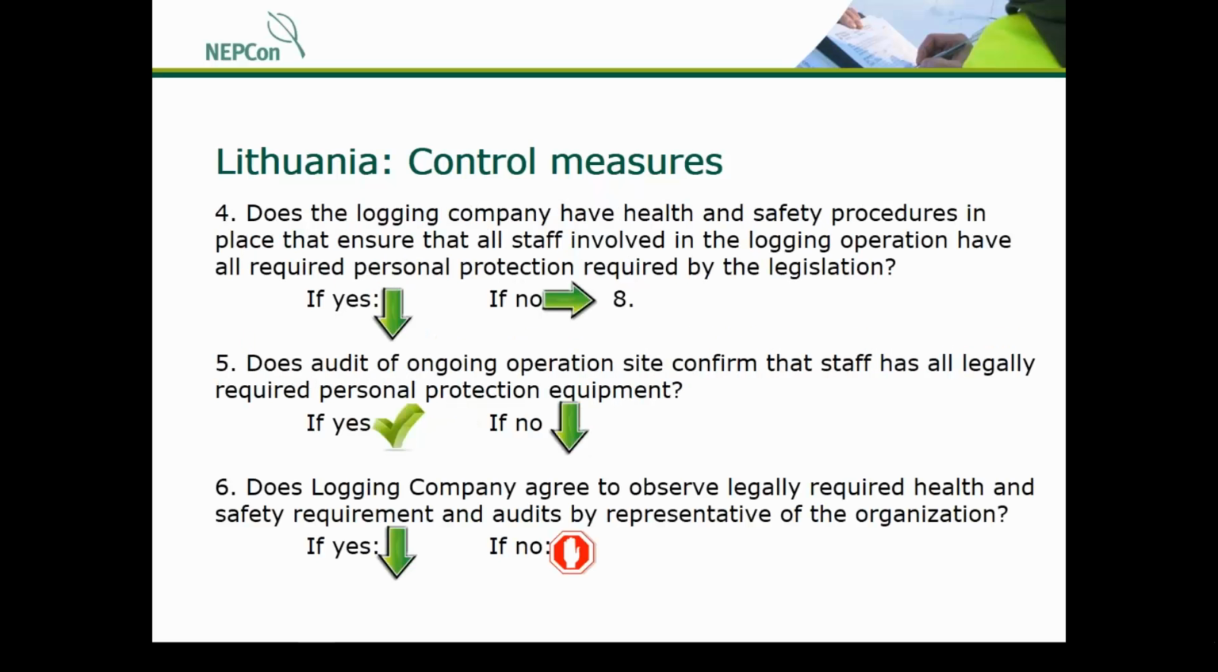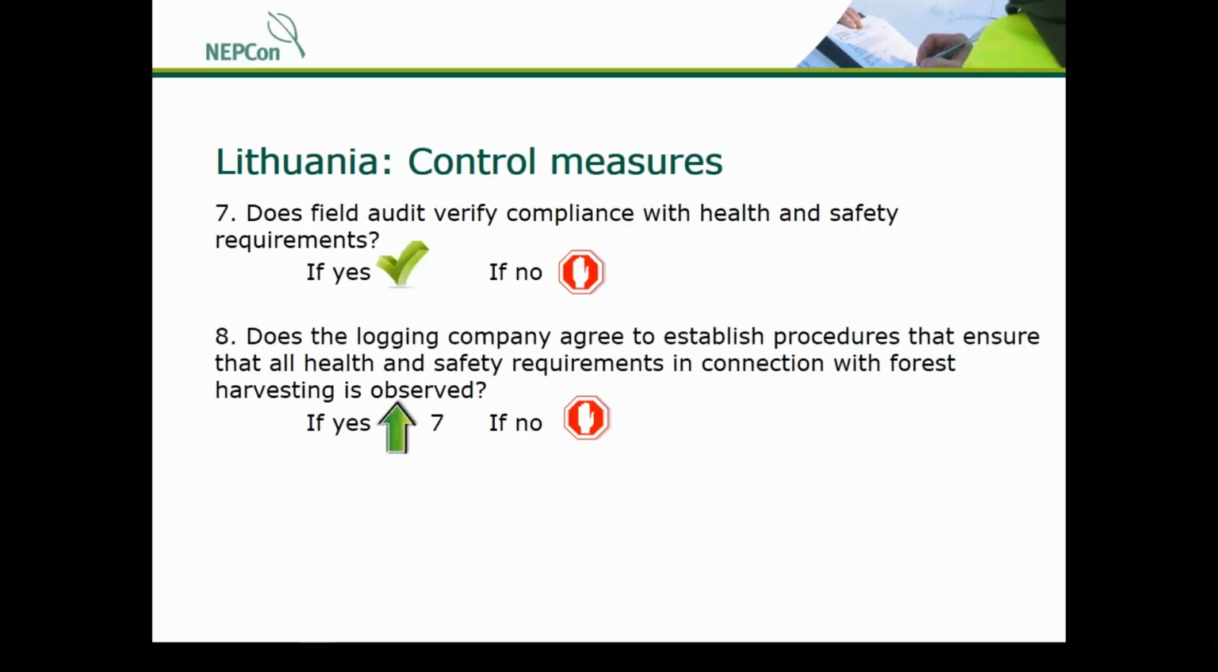If we go back here to say that if the company has no safety procedures, we go to 8, which is this one here, and then the logging company agrees to establish procedures that ensure that all health and safety requirements in connection with forest harvesting are observed. If they say yes, they should be audited and their compliance should be verified. And we are back at, of course, if they conform to health and safety requirements, the risk is considered to be mitigated, and if no, it's not. And then it cannot be sourced, or further risk mitigation activities have to be conducted.